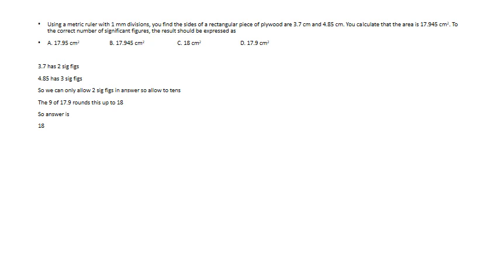So in this problem, you have an area, you multiply the two numbers and you get this number here, but you're only allowed to have 2 sig figs, so you can only have these two numbers here. Well, this 9 rounds this guy up to 18. Okay, and there's your answer right there.